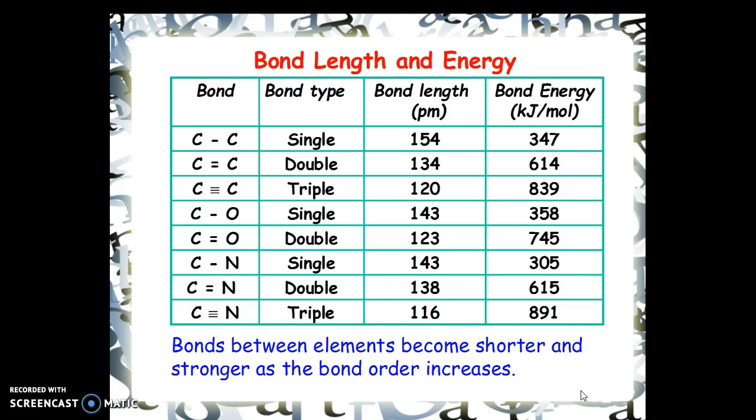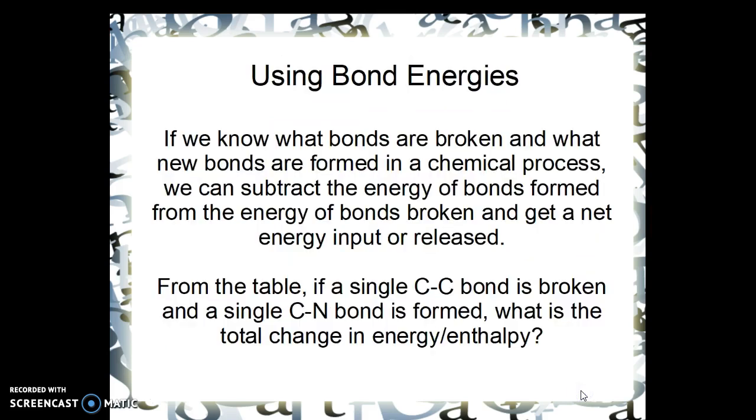Now we can use this to solve problems. For instance, if we know what bonds are broken and what new bonds are formed in a chemical process, we just subtract the energy of the bonds we're forming from the energy of the bonds we're breaking to get a net energy input or release. Net endothermic or net exothermic. So, going back to the table, if a single carbon-to-carbon bond is broken and a single carbon-nitrogen bond is formed, what's the total change in the energy or enthalpy?